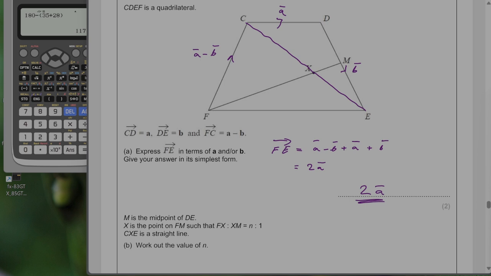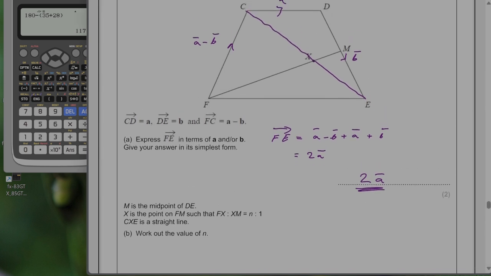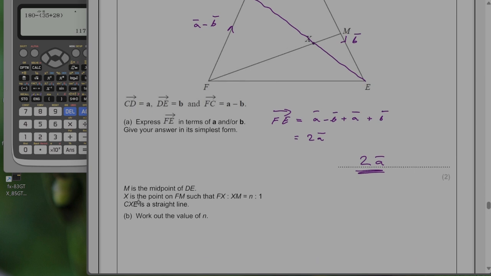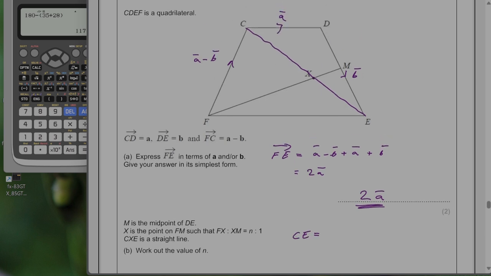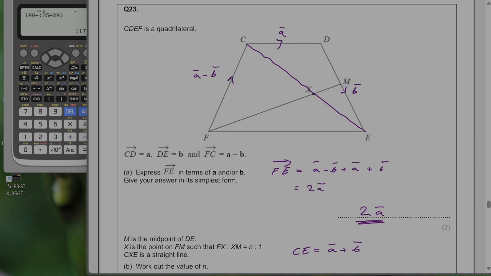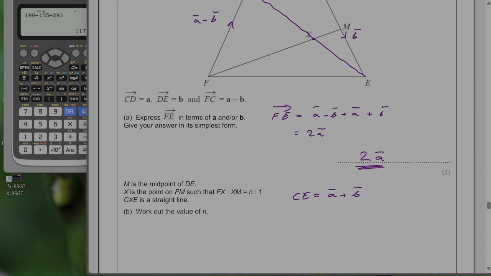So we know that that's a straight line, which means that one is a scalar multiple of the other. Okay, so for this, the first thing I'm going to say is if CE is a straight line, CE has got to be equal to a plus b, because I'm going that path, C to D, D to E. So if it's a straight line, then CX must be a multiple of this. So it must be, let's say, k lots of a plus b.